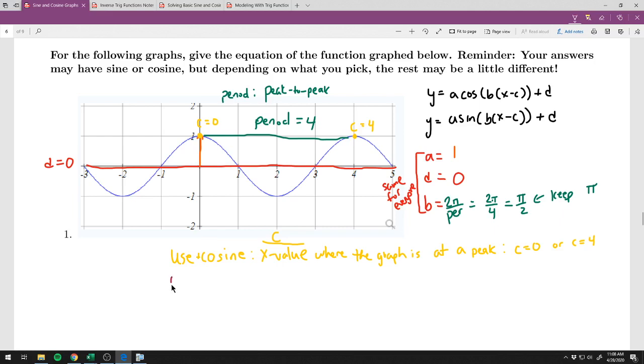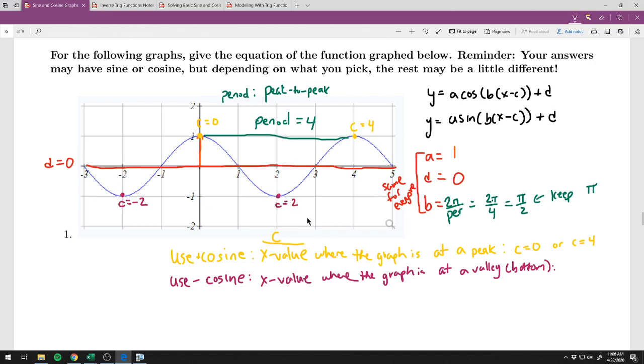But let's, for example, say I wanted to use negative cosine just to hit on both of the cosines. What I would do is pick the x value where the graph is at a valley or at the bottom. And we have a bottom here at negative 2. We have a bottom here at 2. So if we use negative cosine, we could have c equals 2 or c equals negative 2. Once again, I want to reiterate, you pick one of these, then you're done. If I use positive cosine and c equals 0, I plug it in. That's it. You don't have to look at anything else. I'm just showing you how this positive and negative thing works. But all of these are possible answers.